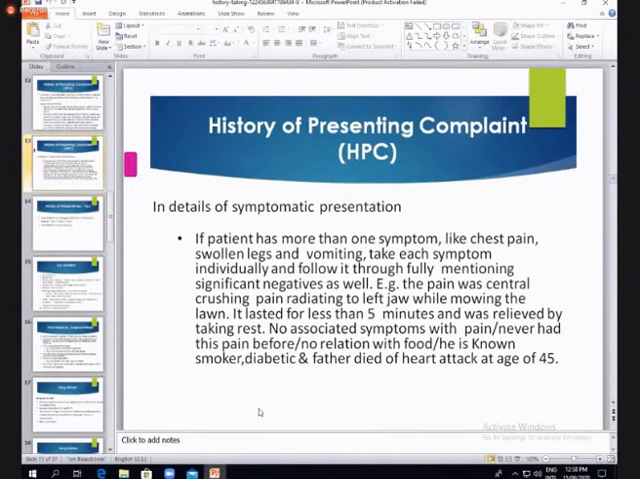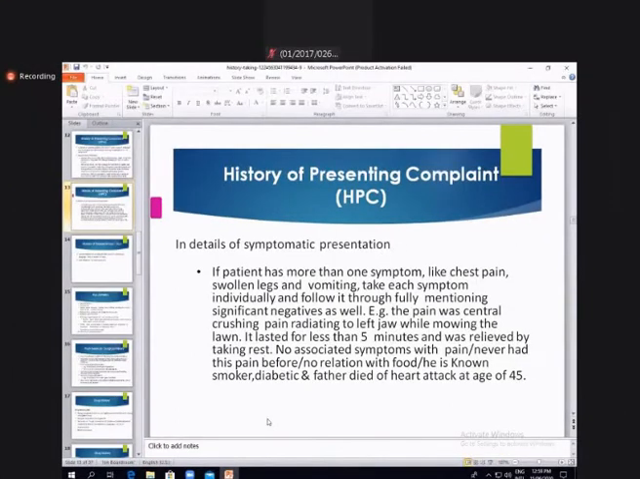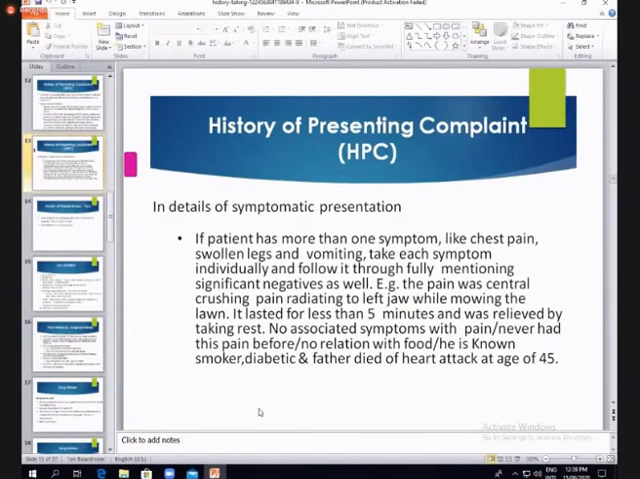It lasted for less than 5 minutes and was relieved by taking rest. So this point, this clue in the history, is classical and very typical of a cardiac pathology going on, because the chest pain is happening in the presence of exertion. And when the exertion is gone, the chest pain is gone.